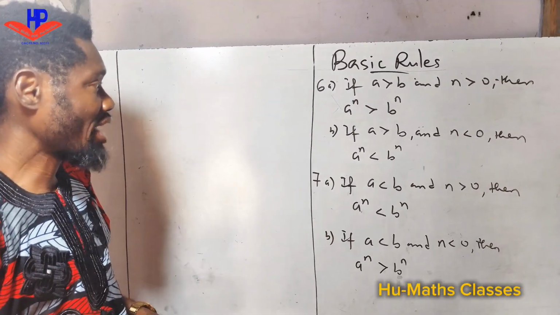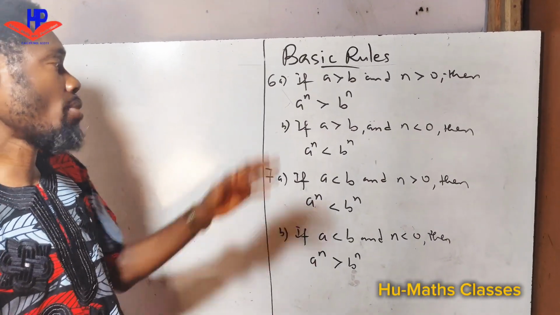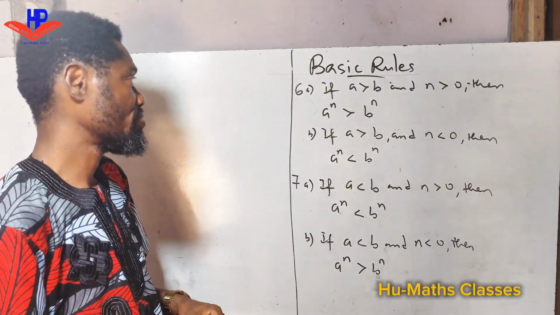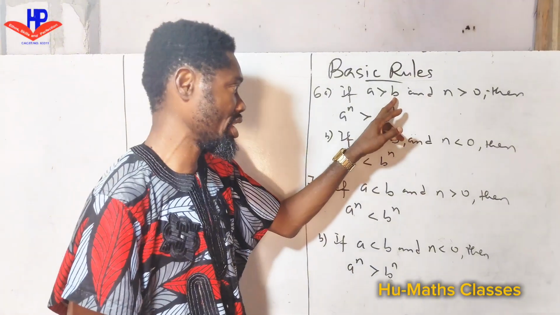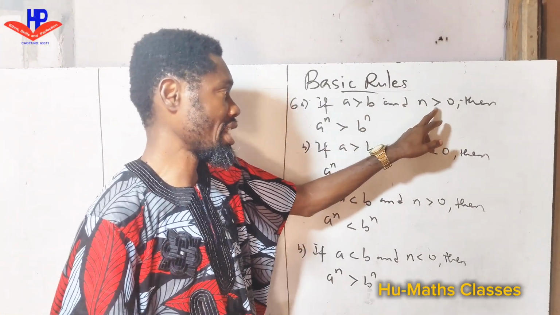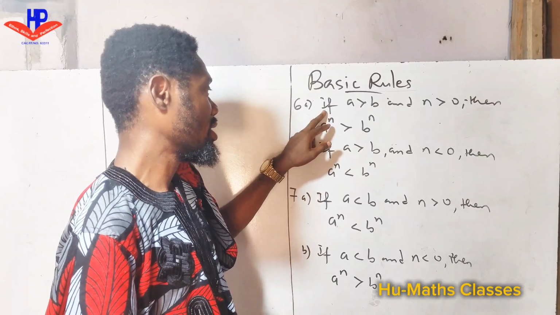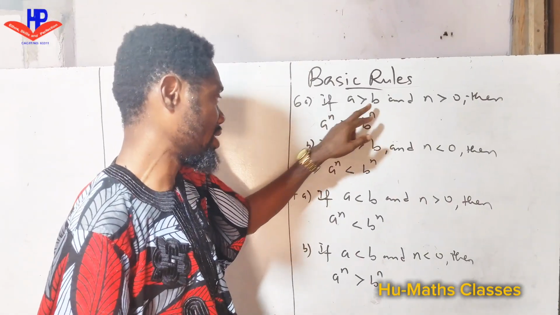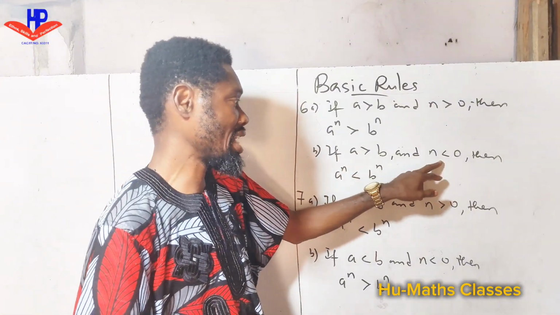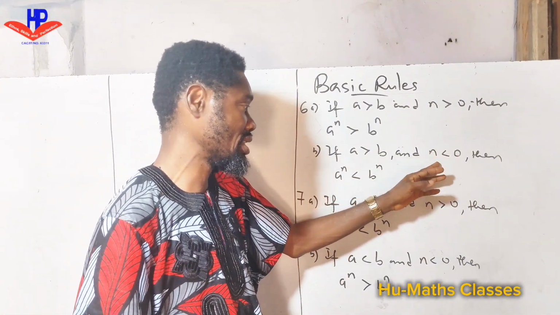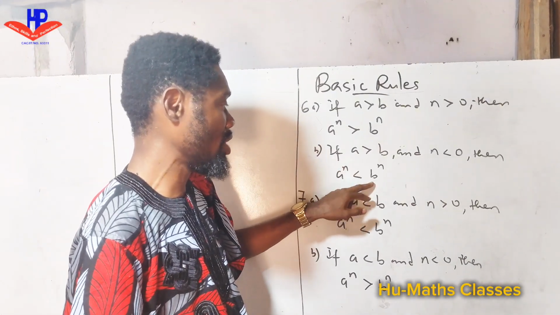Okay, so let's deal with the last two rules that we have for inequalities. Rule number 6, A and B. Rule 6A states that if A is greater than B and N is greater than 0, where N is any integer, then A raised to power N is greater than B raised to power N. The B states that if A is greater than B and N is less than 0, where N is also any integer, then A raised to power N is also less than B raised to power N.